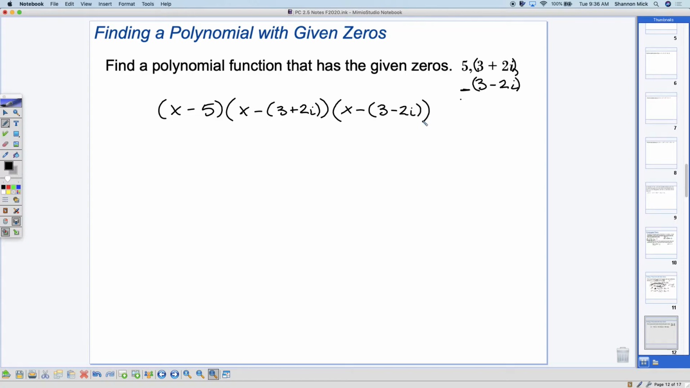Now, what would I do with this negative before I do anything else? I would distribute it on both of them, yes? So I have x minus 3 minus 2i and x minus 3 what? Plus 2i. Do you still see the conjugate going on there?